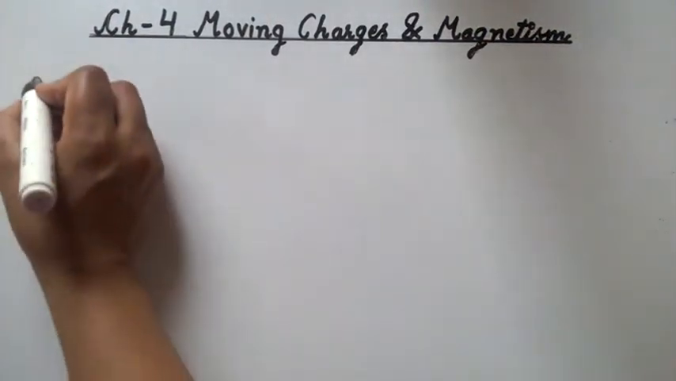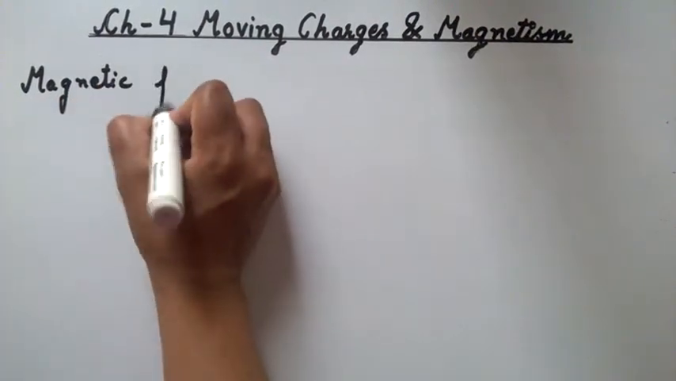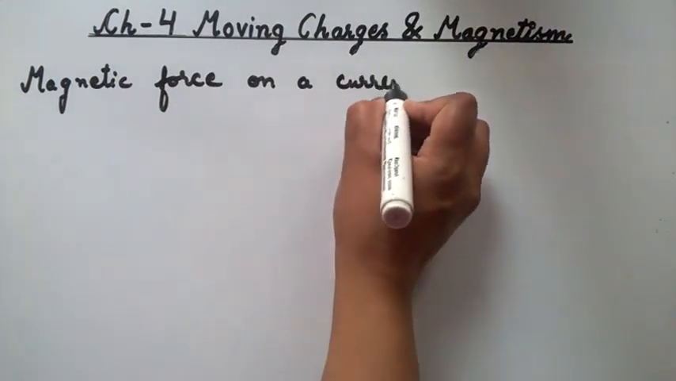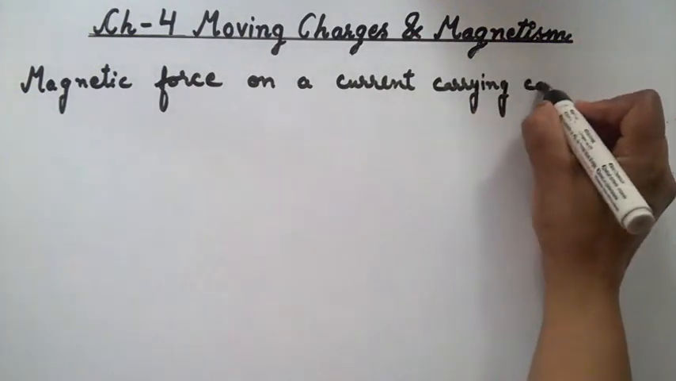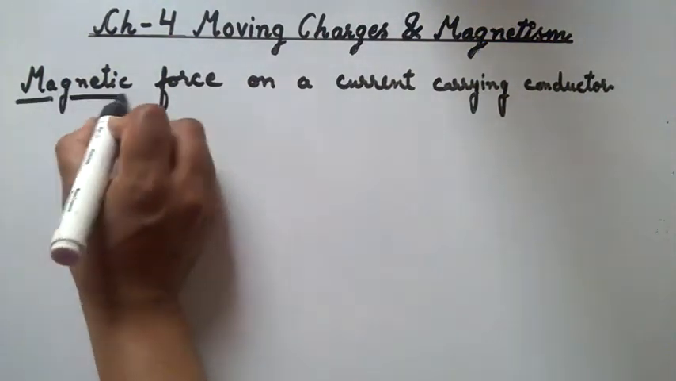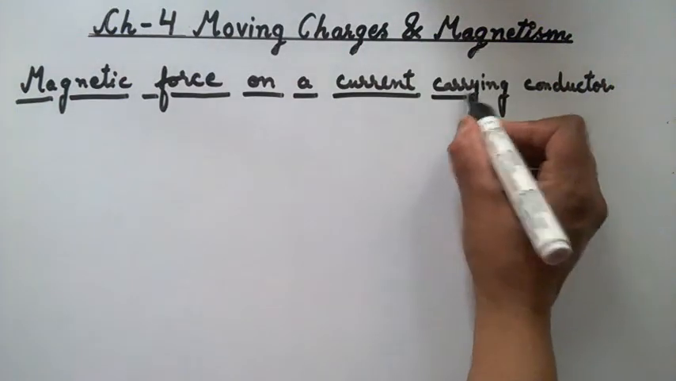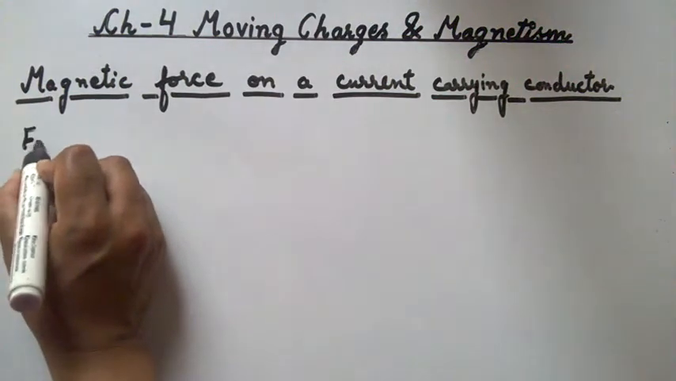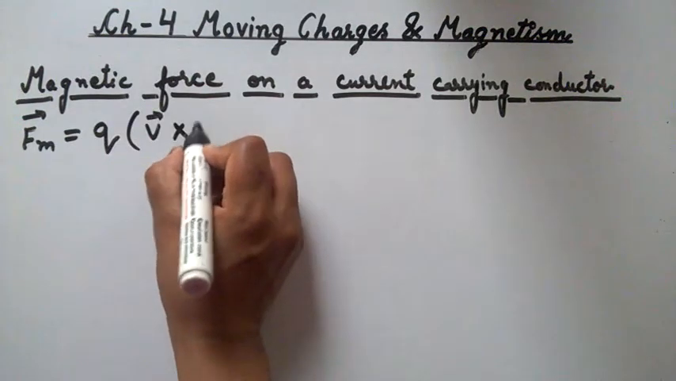Now let's study another topic, that is magnetic force on a current carrying conductor. We have studied that when a point charge, let Q, is moving with velocity v in a uniform magnetic field, then it will experience a magnetic force given by the Lorentz force, and its value is given as charge into velocity cross magnetic field.